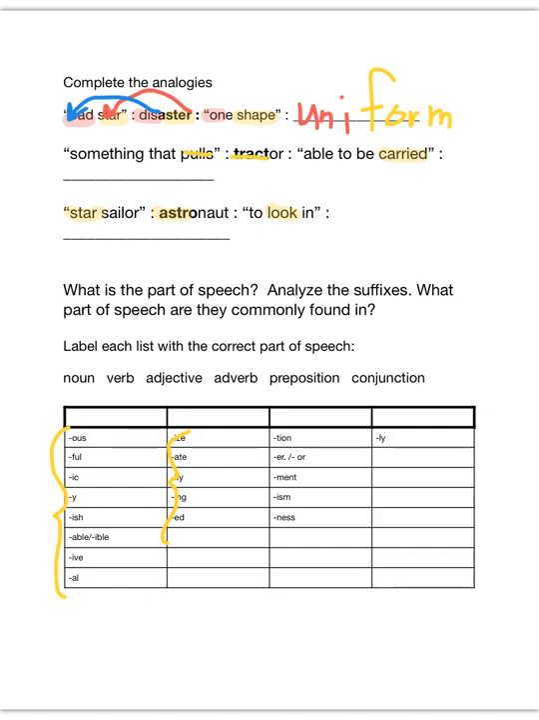MENT, apartment, department, compartment. And then we have ISM, like in terrorism, ostracism, stoicism, communism. And lastly, NESS, like in kindness. So when you look at this group of words, try to come up with your own words that end with each of those suffixes to determine its part of speech.